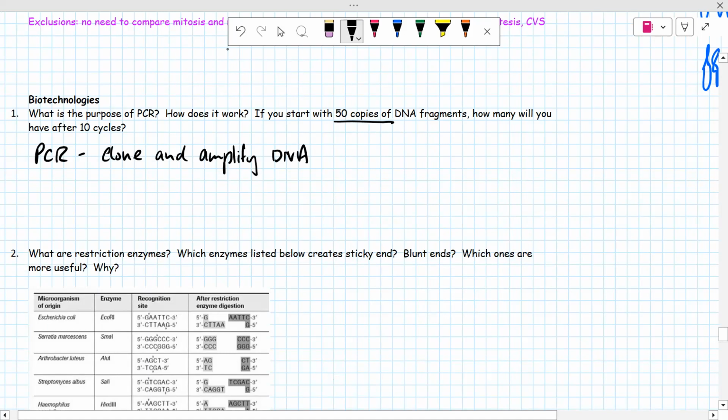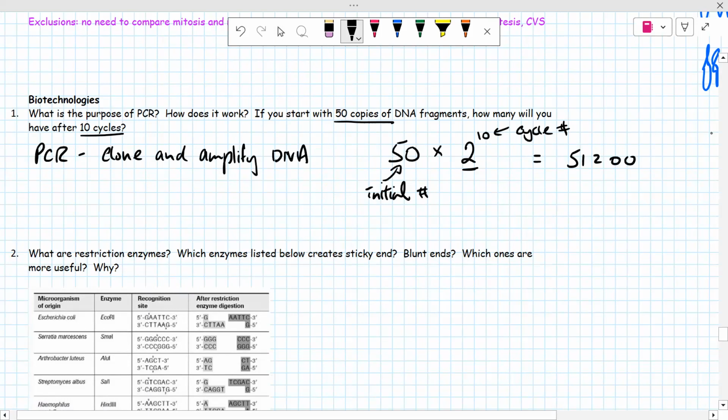If you start with 50 copies of DNA, how many would you have after 10 cycles? That's 50 multiplied by 2 to the exponent 10. Always 2 at the bottom, and the exponent is the cycle number, how many times you do it. This is the initial number of copies. So bring your calculator to the test, you're going to need it. 51200. That is all.